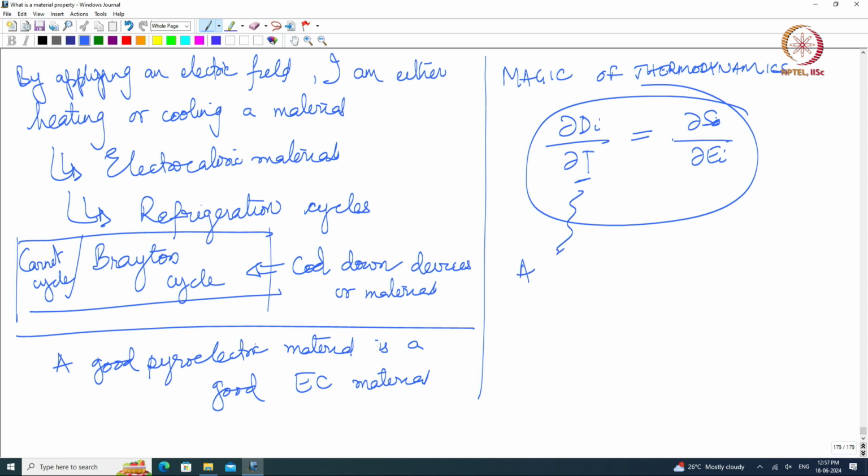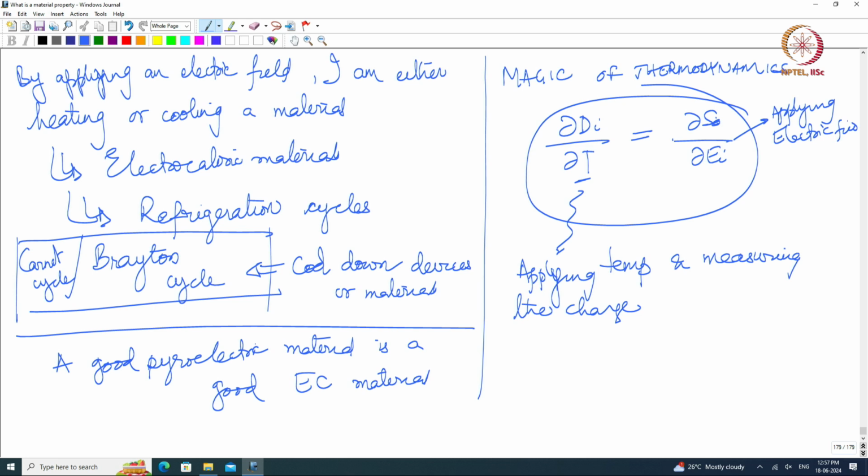So, here I am applying temperature and measuring the charge, right. Whereas here I am applying an electric field and measuring how much the material is heating or cooling, that is, measuring the heat exchange, right. These are different measurements, but the magic of thermodynamics means that the properties are one and the same.